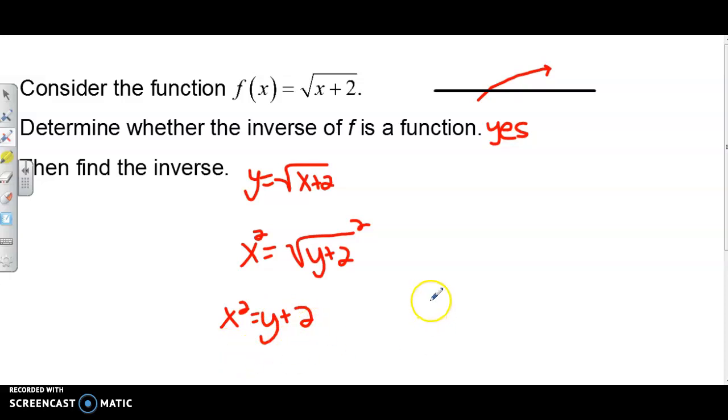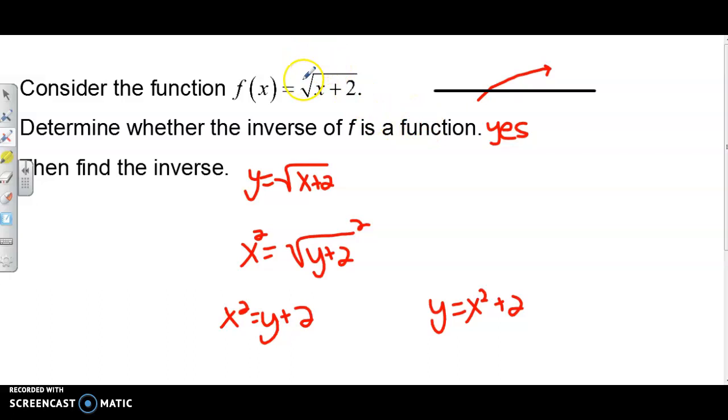And then we'll subtract 2 and get y equals x squared plus 2. So y equals x squared plus 2. Now, let's talk about the restrictions that this is going to have in order to become the inverse.